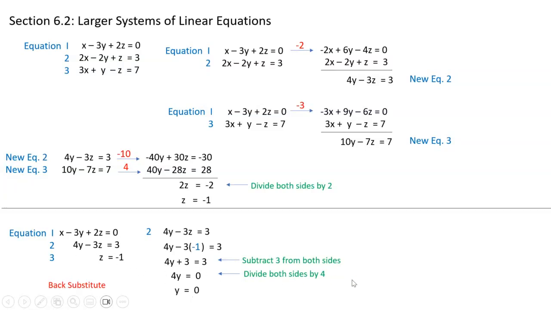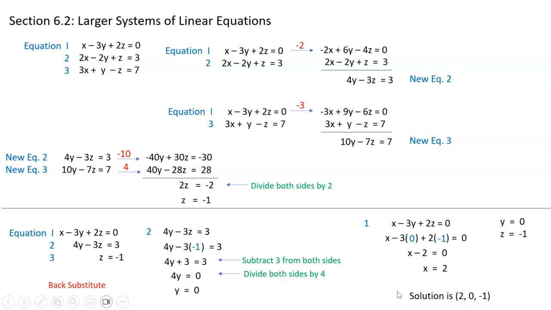Now I need to solve for x. So I'm going to go to equation number 1, and we're going to plug in 0 for y and -1 for z, right? And then we're able to solve for x. So we got x minus 2 equals 0. We add 2 to both sides, so x equals 2. So my solution will be (2, 0, -1). That's where all 3 equations intersect. Okay.